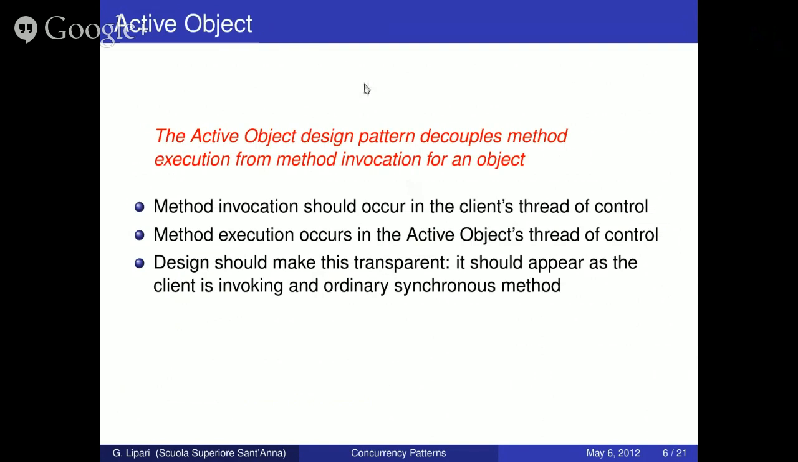So the active object design pattern decouples method execution from method invocation for an object. Method invocation occurs in the client thread of control. Method execution occurs in the active object thread of control. And the design should make this transparent. It should appear as if the client is invoking an ordinary synchronous method.